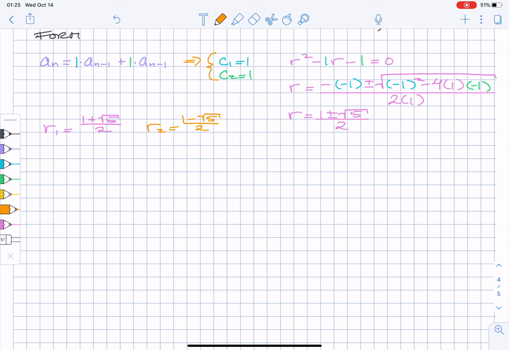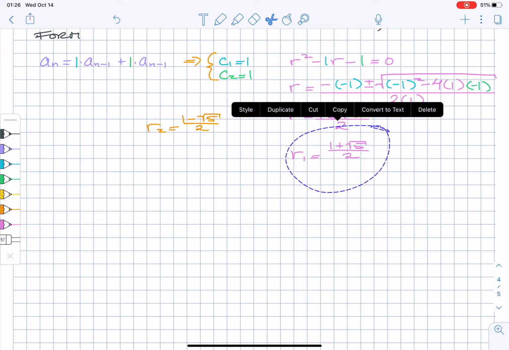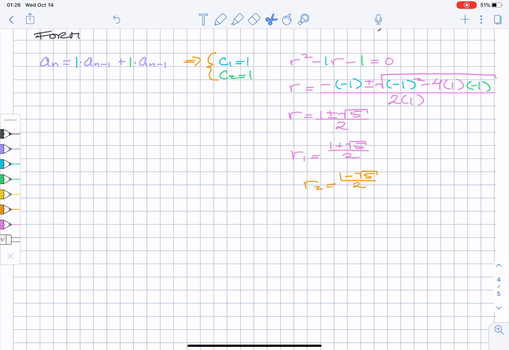So where do I want to put them? Maybe I'll keep them over here, and then I will put a bracket around them. Okay, so this implies that these are our roots.